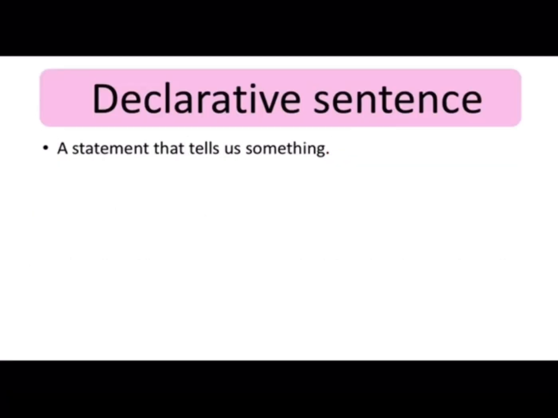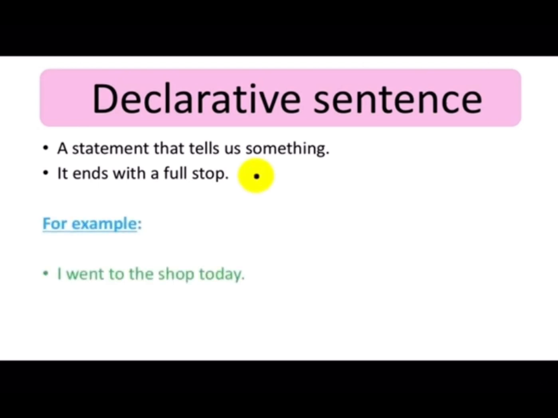A declarative sentence is a statement that tells us something. It ends with a full stop. For example, I went to the shop today. My name is Jasmine.